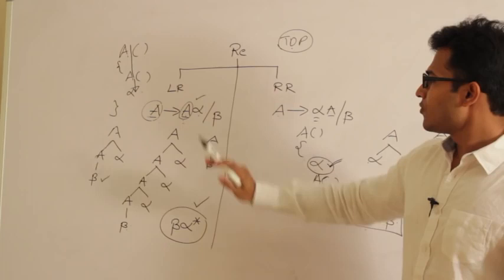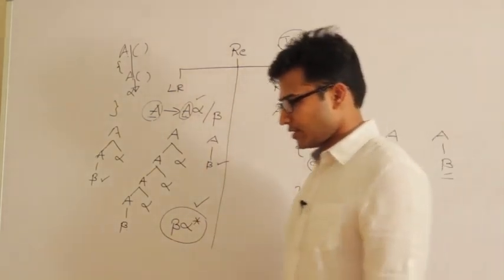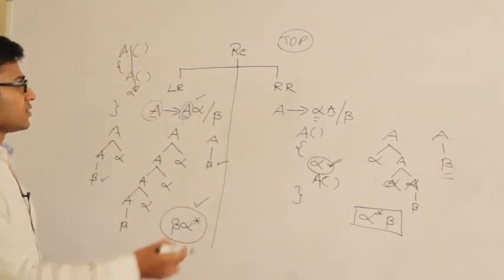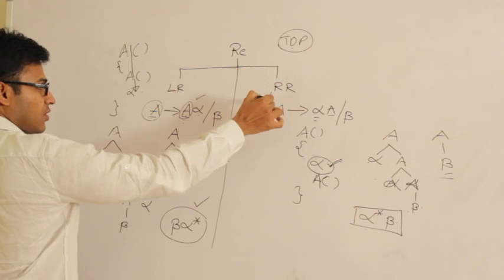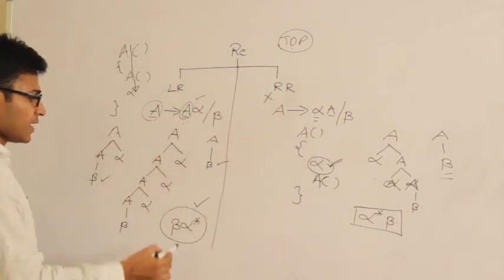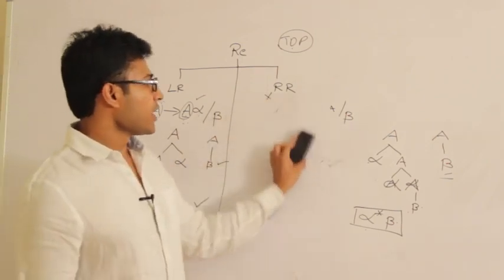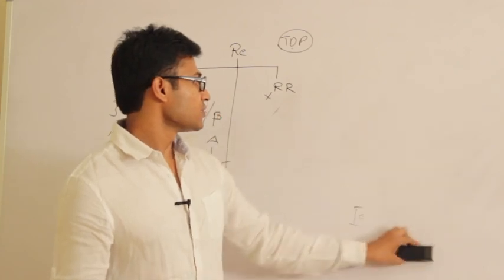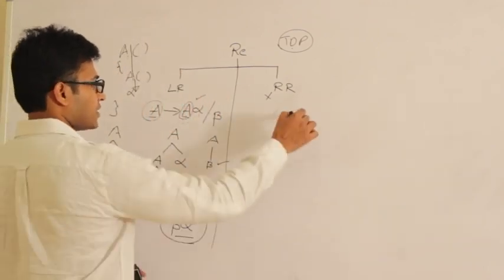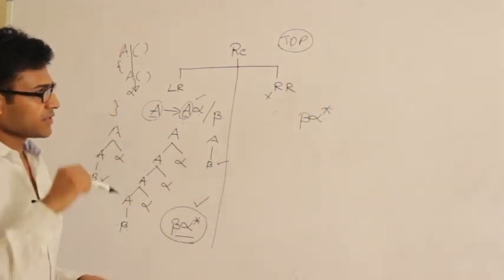Therefore, we want to eliminate left recursion without changing the language. So this right recursive grammar is not equal to the left recursive grammar, because the language is changing. Now I want to have the same language, but a different grammar, which is not left recursive and which is not this right recursive. The language I want to generate is beta followed by alpha star.